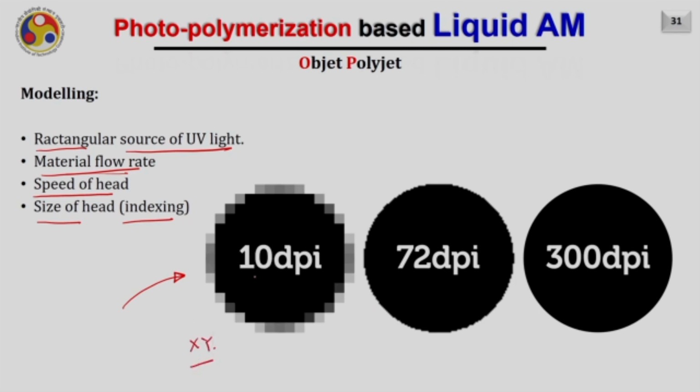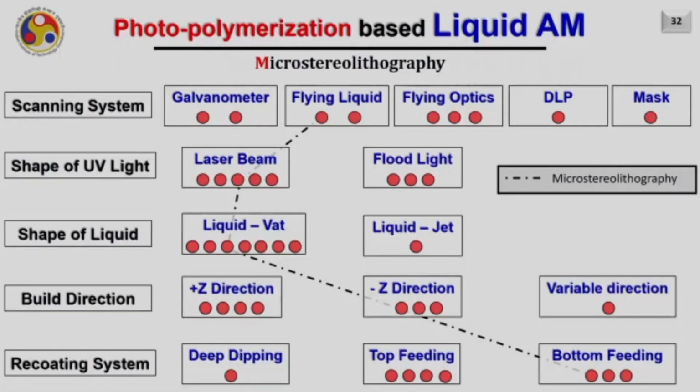Like you see here, it is an image created with 10 dots per inch, while this is an image created with 300 dots per inch, and you are not able to see any staircase in the XY plane here. In this case, it's very smooth. In a similar fashion, here also in the Objet PolyJet, it depends on the resolution of the head which we are using, and that determines what will be the accuracy of the part deposited even in the XY position, also in the Z direction. And the next one is microstereolithography.